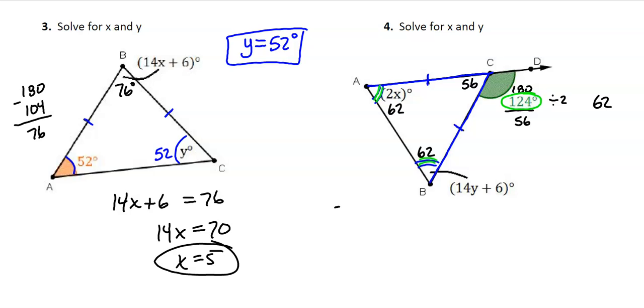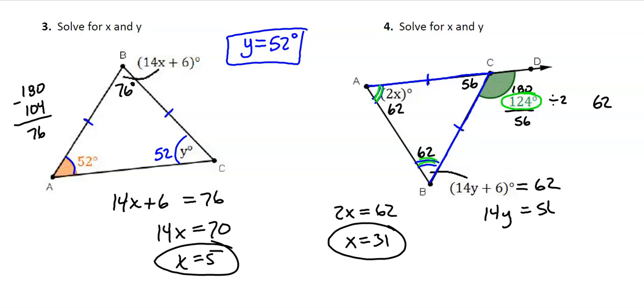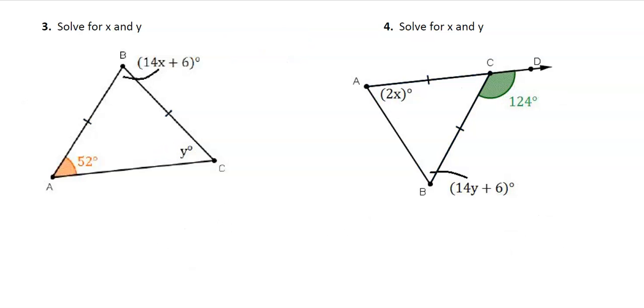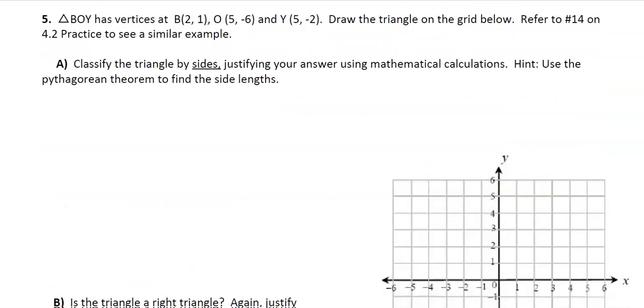Now I just got a couple equations to solve. 2x is 62, which makes x 31. And then 14y plus 6 also has to be 62. So subtract 6 from both sides, divide both sides, and boom, we got x and y. Money. All right, let's go down. So now we have a coordinate grid problem.